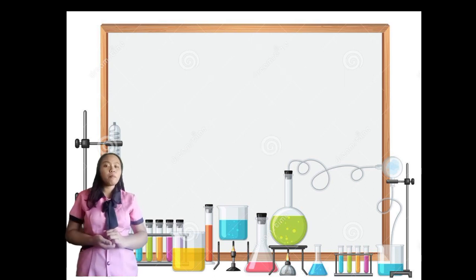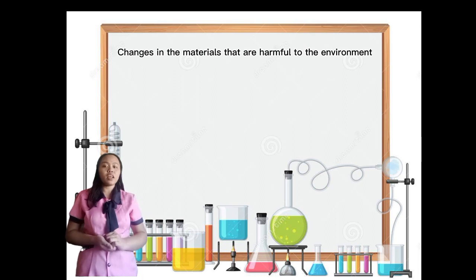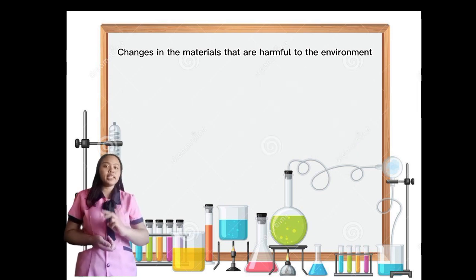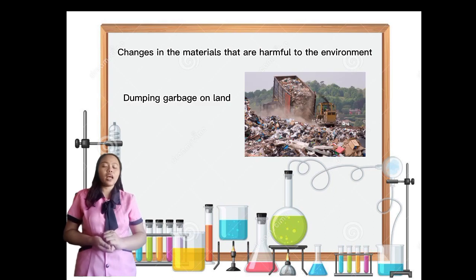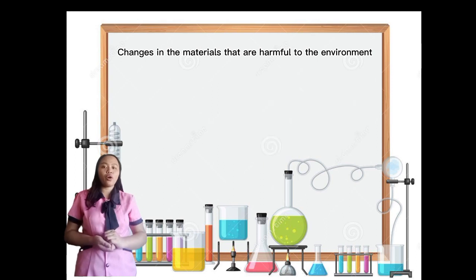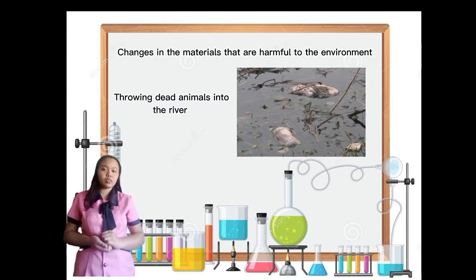What are the examples of changes in the materials that are harmful to our environment? The first one, burning of plastic materials. The second one, dumping garbage on land. The third one, cutting down trees. The fourth and the last one, throwing dead animals in the river.